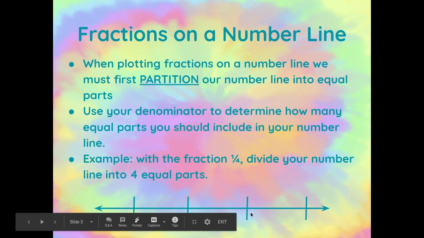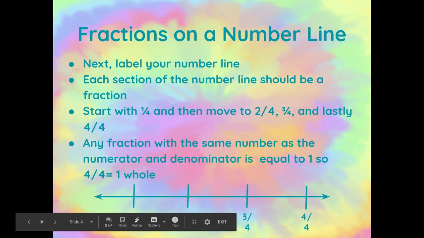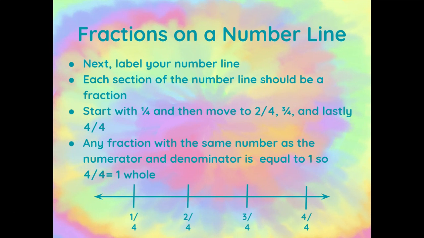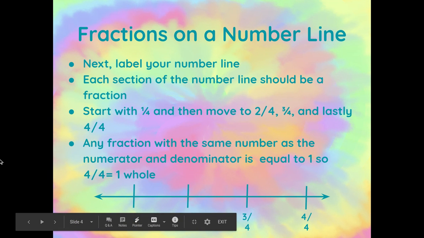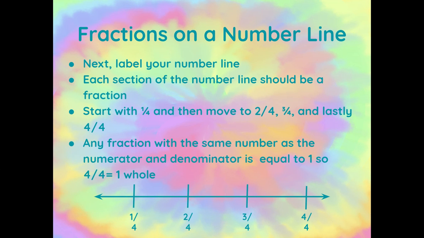1, 2, 3, 4. So next you are going to label your number line. So each section of the number line should be a fraction. So you're going to start with 1/4, then move on to 2/4, 3/4, and then 4/4. So we have that down here. We have 1/4, 2/4, 3/4, and 4/4.